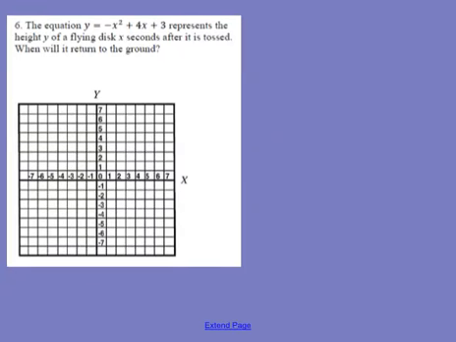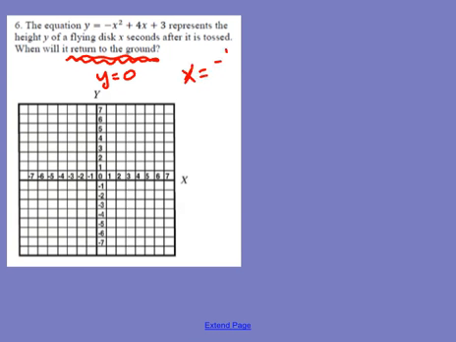Awesome sauce. Word problem. The equation y equals negative x squared plus 4x plus 3 represents the height of a flying disc x seconds after it is tossed. When will it return to the ground? So, remember, when it returns to the ground in all these problems, it's y equals 0. Now, for our sake, we're going to find the x value.